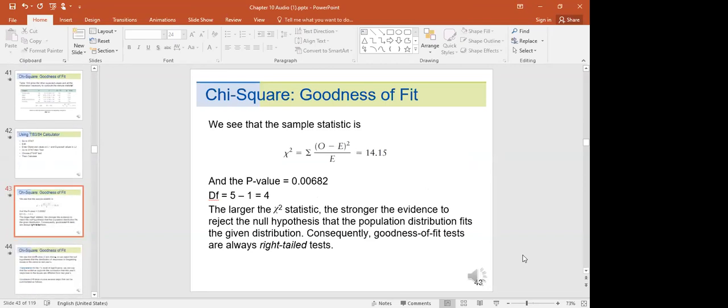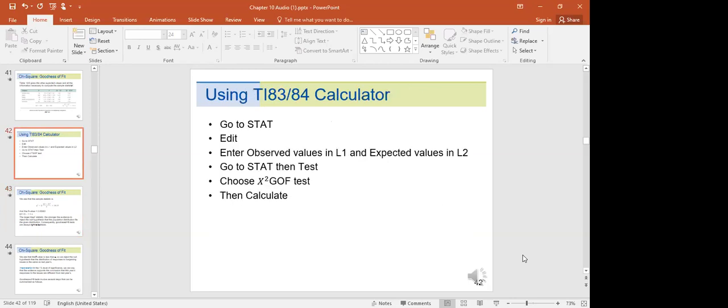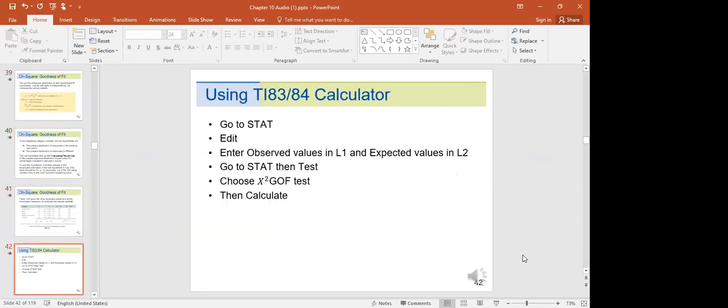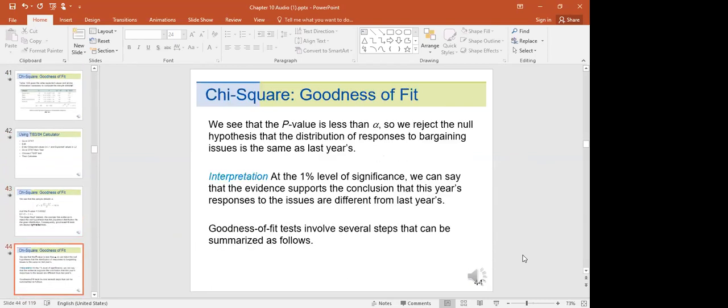So the p-value is 0.006. We compare it to alpha. Alpha here is 1%, and we see that p is less than 1%, 0.01. So we reject the null hypothesis. By rejecting the null hypothesis, we conclude that there is not enough evidence to support the claim that last year's distribution is the same as this year's distribution.